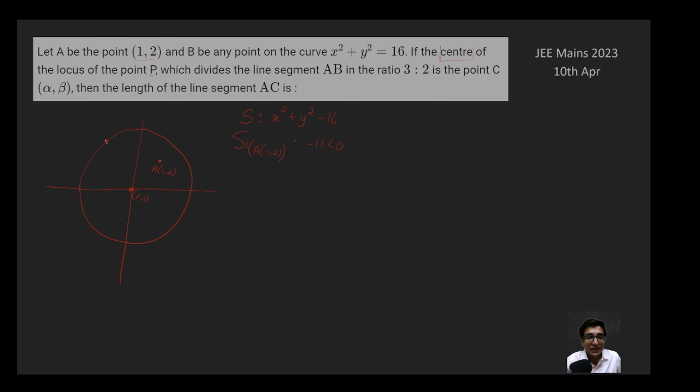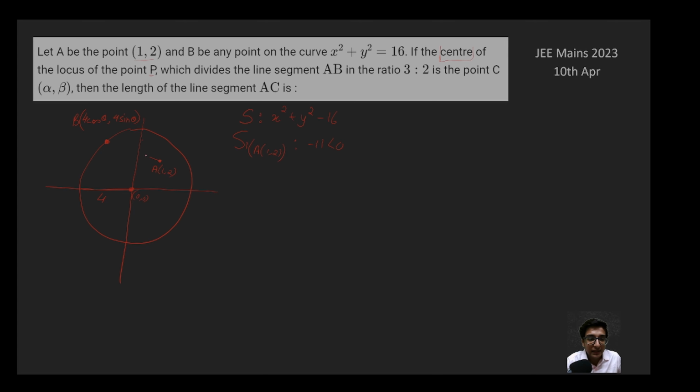And let us assume there is another point B. Since B lies on the circle, we can assume it in its parametric form, which is r cos theta comma r sin theta. And what is our r here? Since r² is 16, that means r becomes 4. So it becomes 4 cos theta comma 4 sin theta.